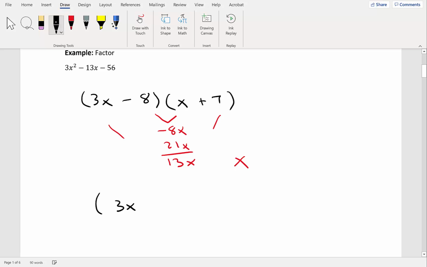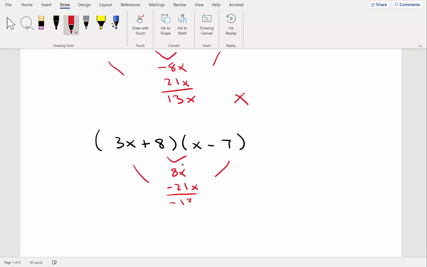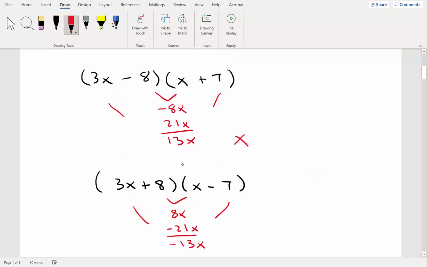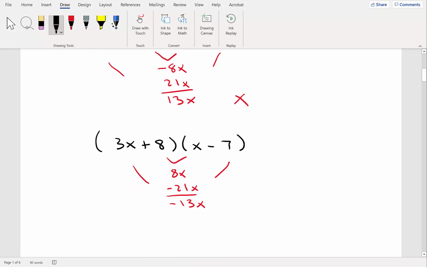So we have 3x plus 8, and x minus 7. Check the middle term: multiply the inside, multiply the outside, and then combine. This gives us negative 13x, which is exactly the middle term we were looking for. So this is the correct factorization. This combination works here. So we have 3x plus 8 times x minus 7. And now we just factored out that trinomial.